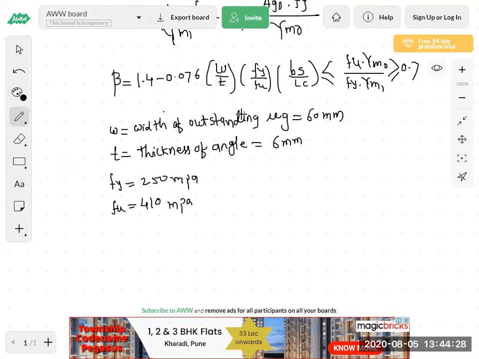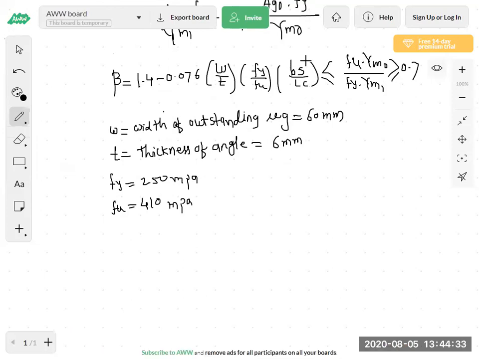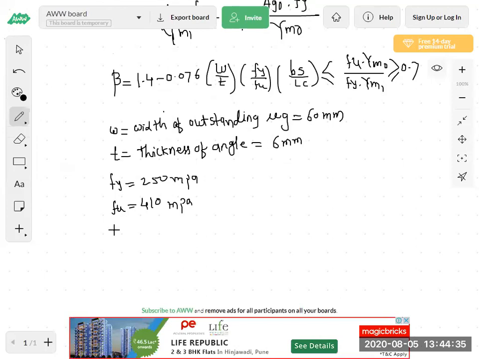Now next are BS and LC. These are two very important unknowns. So BS, what is BS? BS is the shear lag. So how to calculate the shear lag? There is a formula: BS is equal to W plus W1 minus T. Correct? W plus W1 minus T.